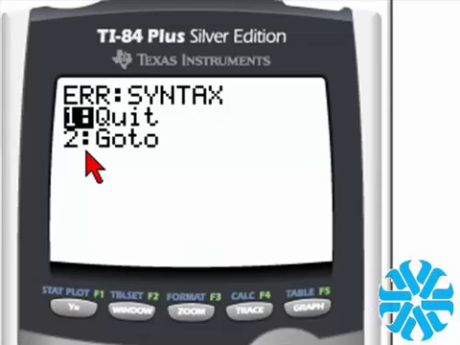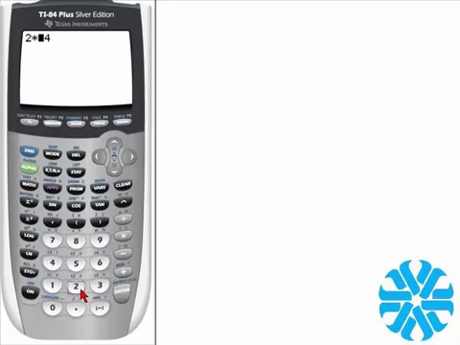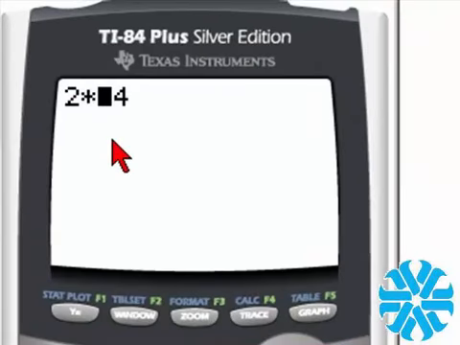So let's go to GoTo. We can just quit out of this and do it again and correct it, or let's see what the actual problem is. So let's hit number 2, and it takes you directly to where the error occurs. Notice that the cursor is flashing on the error. So that says a negative 4, but you're using the subtraction symbol, so of course that's improper notation. To the calculator, it's looking like 2 times subtract 4, which doesn't make sense.